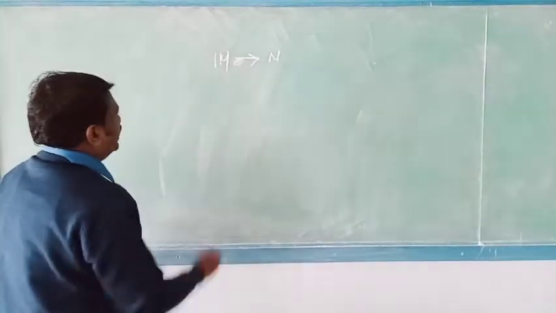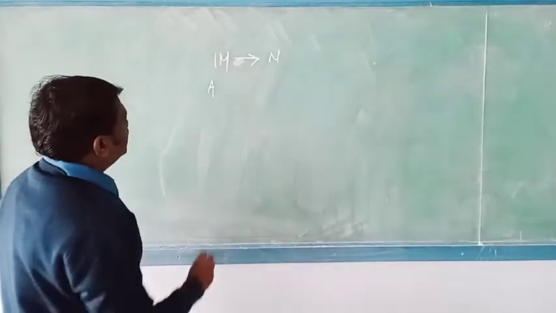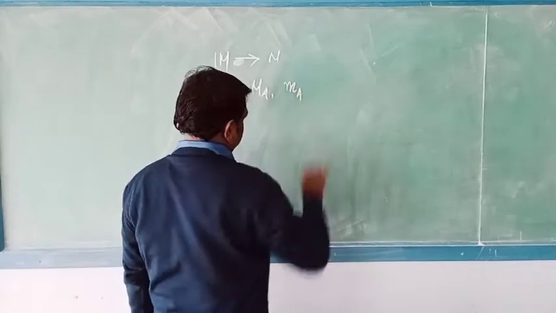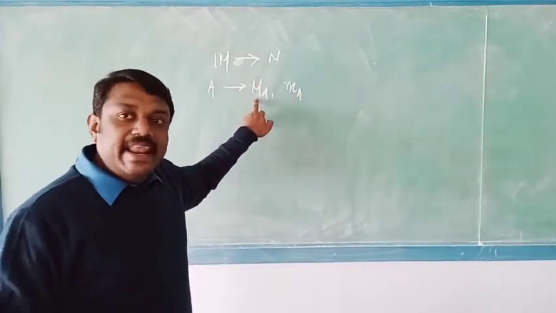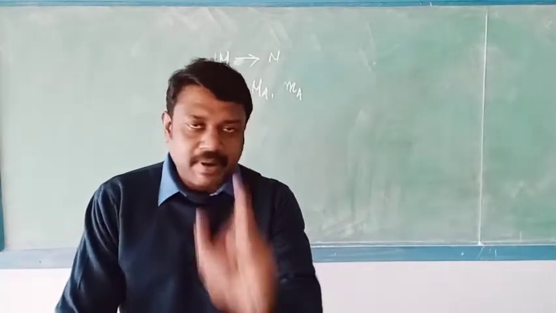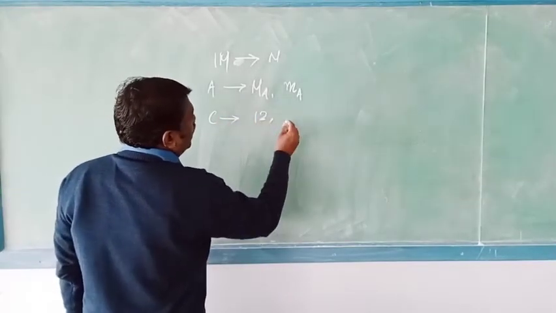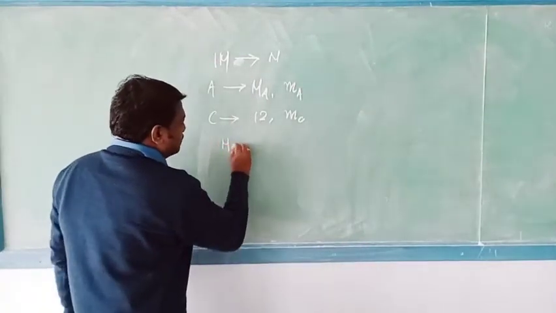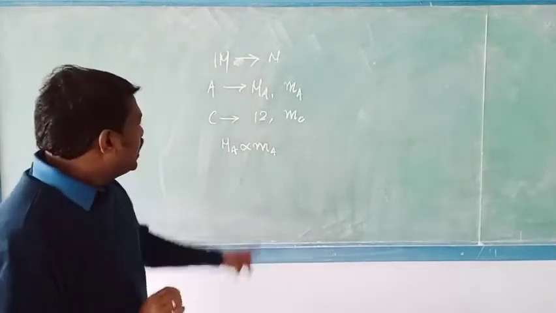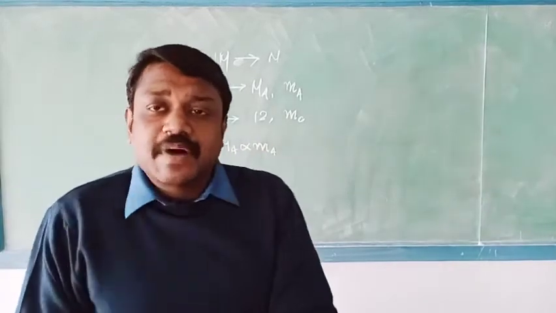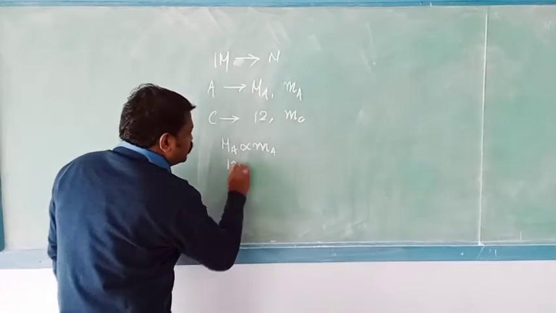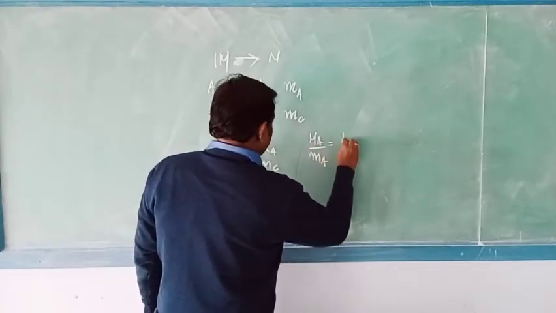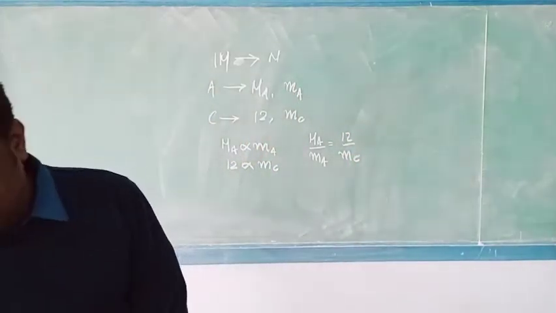Suppose, for example, a gas A is there, and its molecular mass is capital Ma. For one particle, one molecule, its mass is small ma. What is the difference between these two? Capital Ma is the molecular mass, that means N number of particles have the mass Ma, and small ma is the mass of one particle. When you consider carbon, its molecular mass is 12, and the mass of one carbon atom will be Mc. So we can say that Ma is proportional to ma. As a single molecule's mass is more, the molecular mass is also more. So 12 is proportional to Mc. So Ma by ma equals 12 by Mc.